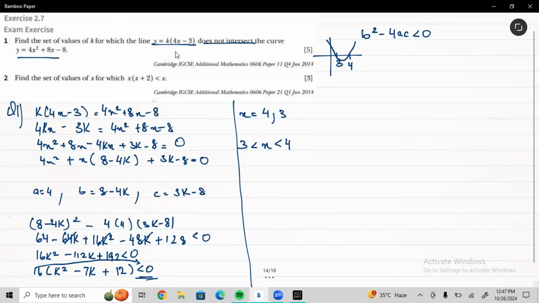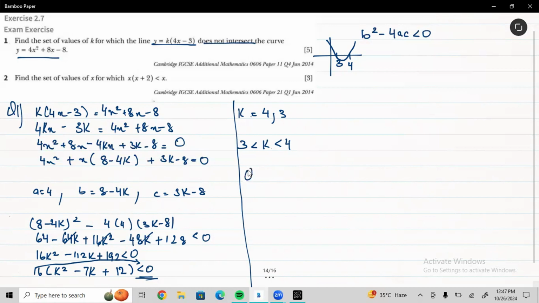By the way, they told us to find the values in terms of k. We found the values in terms of k, so we are going to say not x, but k. My bad for this one, I changed the variables. So it's going to be k equals 4 and 3, and k is greater than 3 but less than 4. That is it for question number 1.